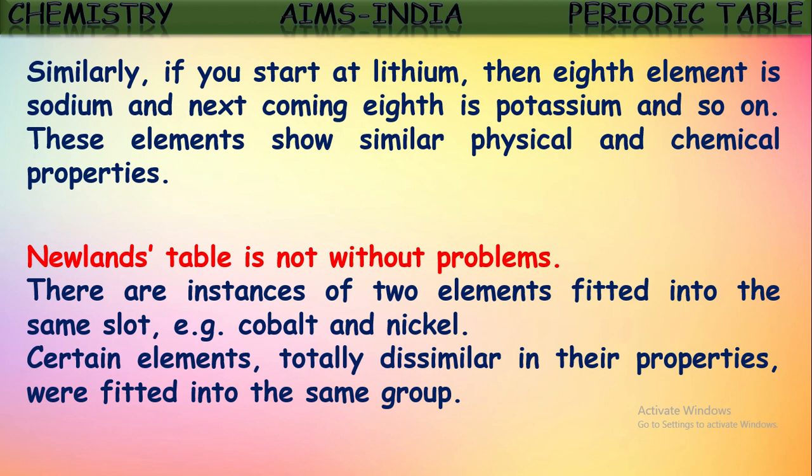There are instances of two elements fitted into the same slot. For example, cobalt and nickel. These two are given in the same slot, but both are different elements. One more problem is that certain elements totally dissimilar in their properties were fitted into the same group. If elements are kept in one group, that gives information that all these elements have similar chemical properties. But in Newlands table, some elements with dissimilar properties were kept in the same column or same group. So this also made some confusion.